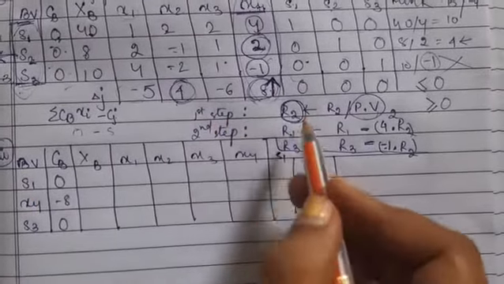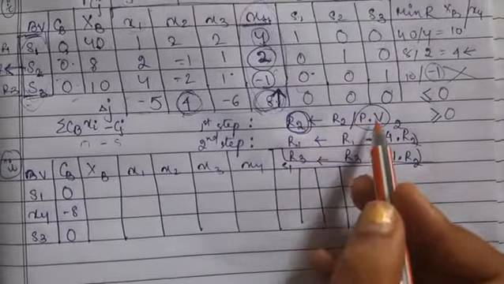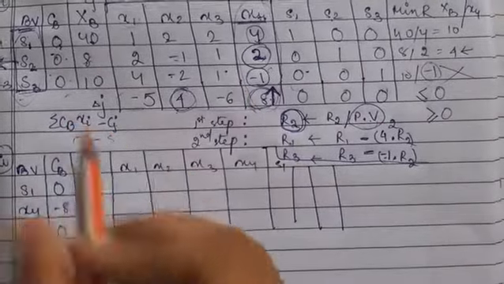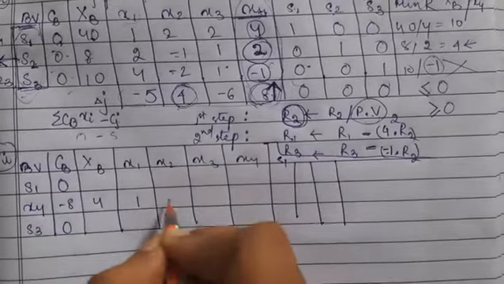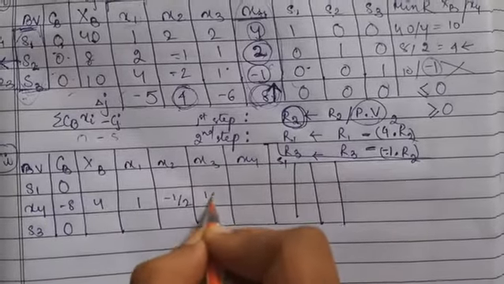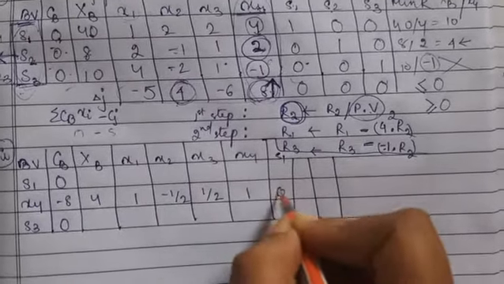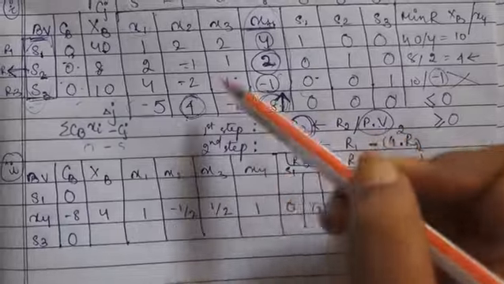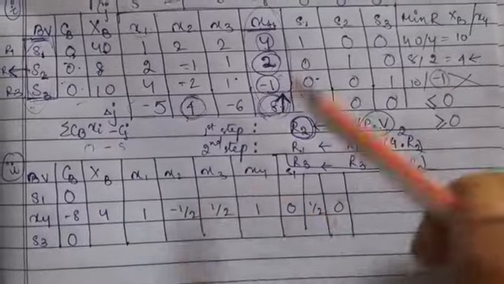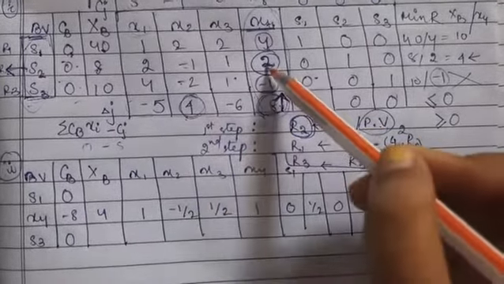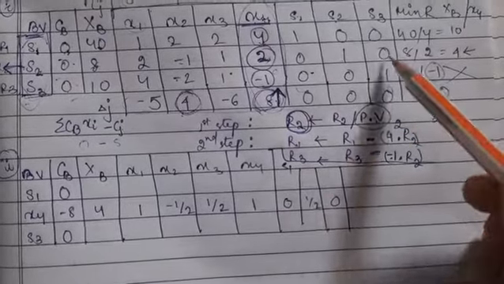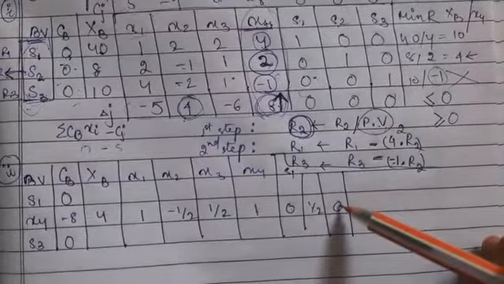Okay, so the first step is to solve for R2. R2 will be R2 by the pivot element, meaning this row divided by 2. 8 by 2 is 4, 2 by 2 is 1, -1 by 2 is -1/2, 1 by 2 is 1/2, 0, 1 by 2 is 0. Okay, 4, 1, -1/2, 1/2, 2 by 2 is 1, 0 by 2 is 0, 1 by 2 is 1/2, 0 by 2 is 0.